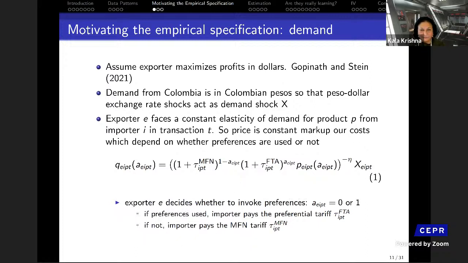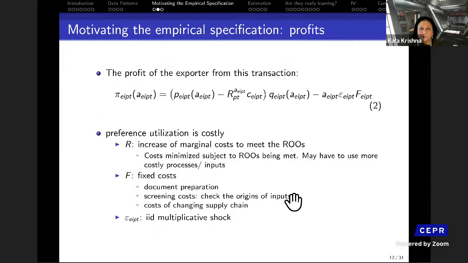Okay, all right. So the logic is very straightforward here. Okay, then what is the profit of the exporter from this transaction? Well, depending on whether he uses it or not, A is 0 or 1, you have a different price. R is the increase in the marginal cost when you use preferences. So if you use preferences, then your cost will be R times C. If you don't use preferences, then this will just be C. And then demand, of course, which depends on A, because P depends on A, and then minus the fixed costs. So only if you use preferences do you have to pay these fixed costs. And this epsilon is the idiosyncratic multiplicative shock. Multiplicative because this is going to help us with our specification. So it's purely for convenience that we are assuming this multiplicative shock.